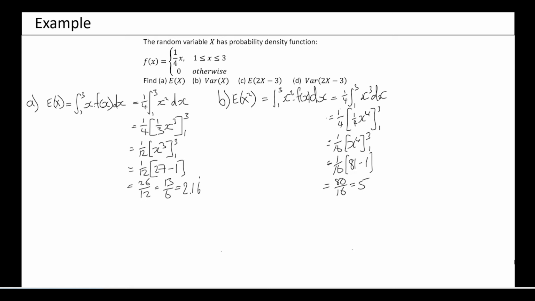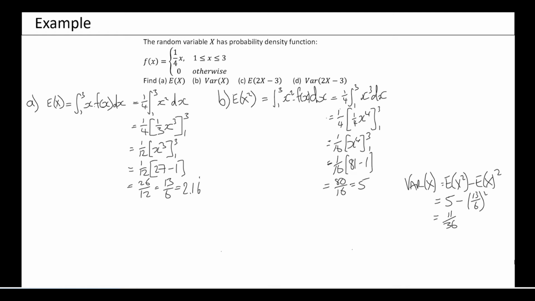A lot of students stop here and they think they found the variance, which is why I'm forcing you to think about the expectation of x squared first. And we know how to calculate the variance if we know both the expectation of x and the expectation of x squared. The variance of x is going to be the expectation of x squared minus the expectation of x squared. In this case, it's going to be 5 minus the 13/6 squared. And that leaves us with 11/36.